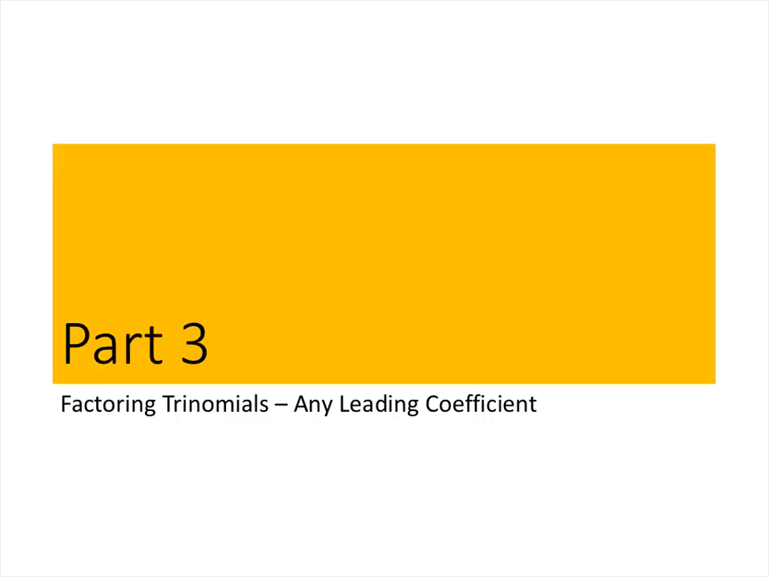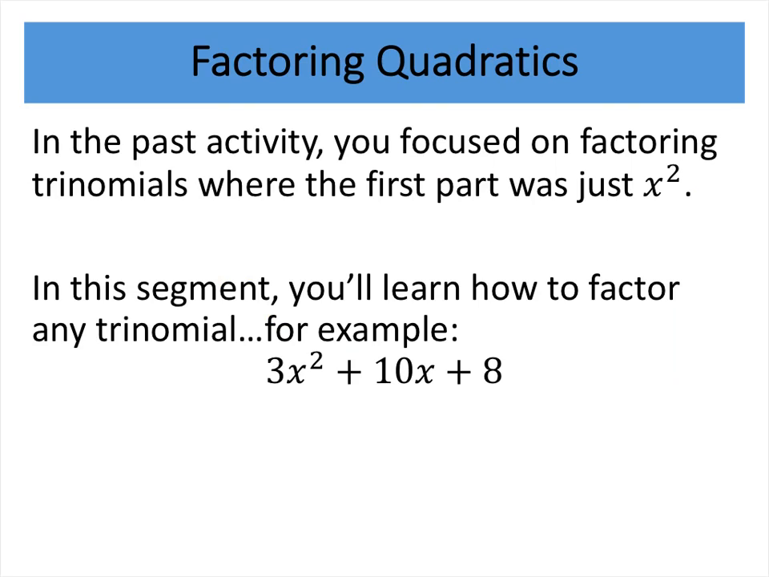This is part 3. It's about factoring trinomials with any leading coefficient. Before we did leading coefficient of 1, and now we're going to talk about any leading coefficient. The process is pretty much the same. Before, the x part didn't have a number in front of it. And that's really important because we are going to start seeing things with numbers in front, not just an x squared, but like 3x squared or 4x squared. And so you're going to learn how to factor any trinomial, and here's one of the examples we're probably going to do today.